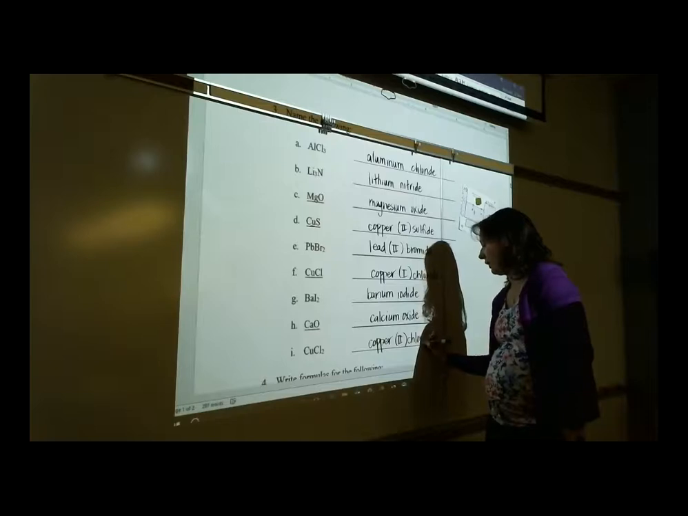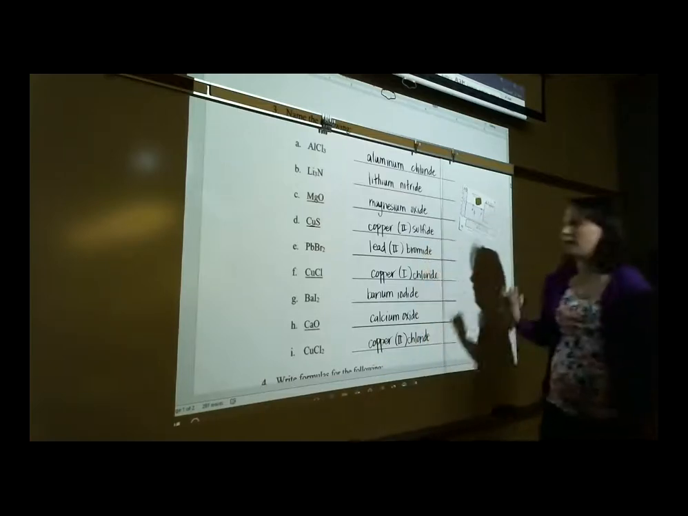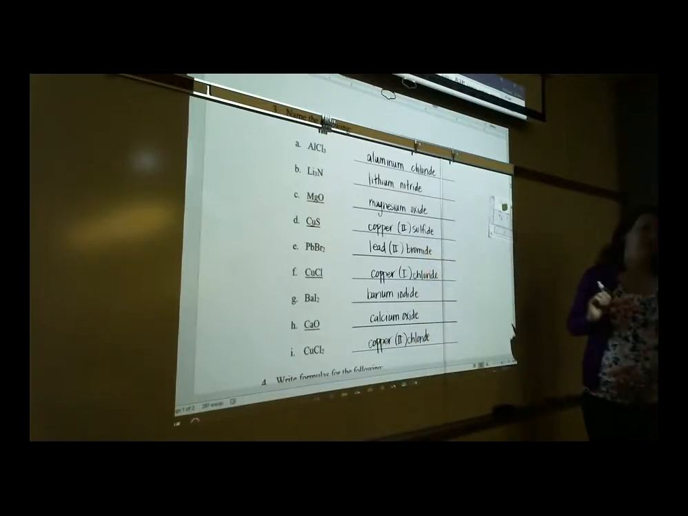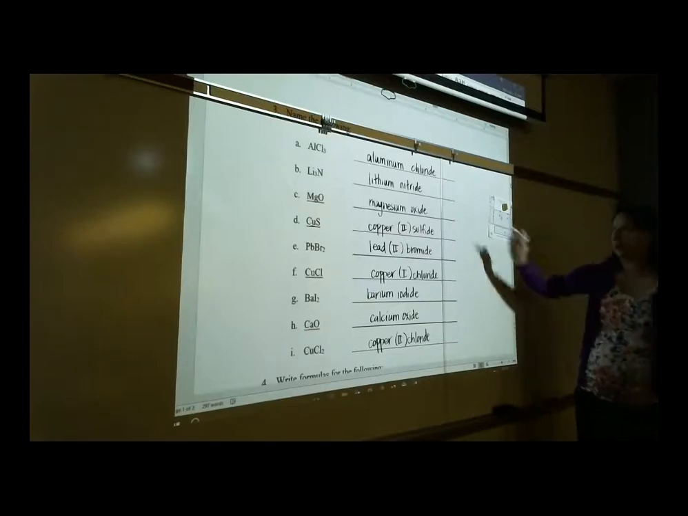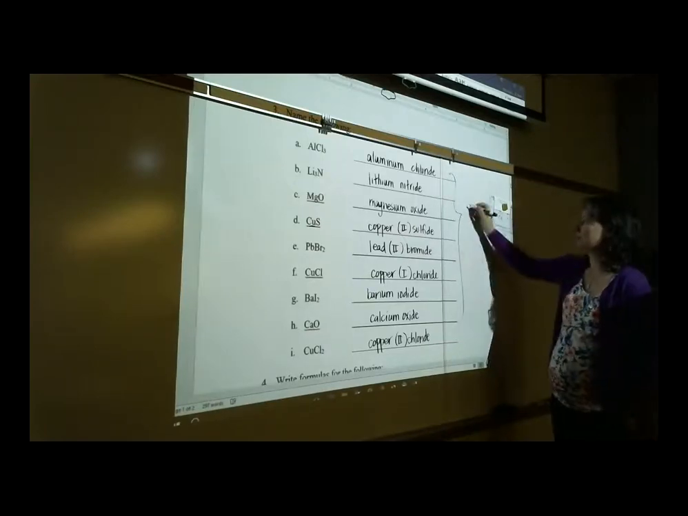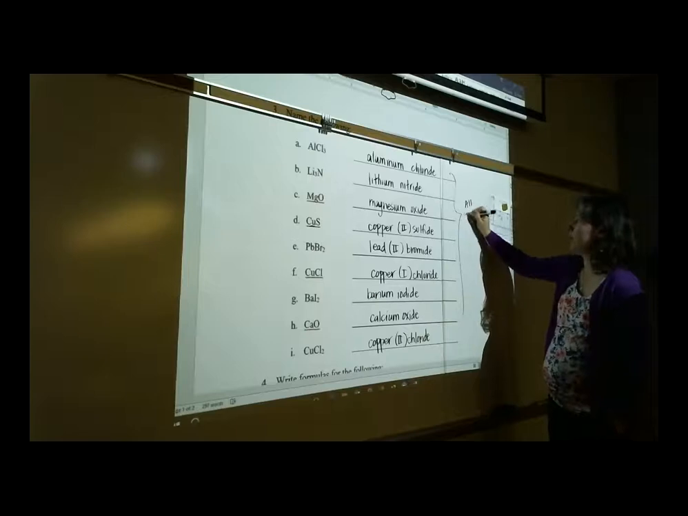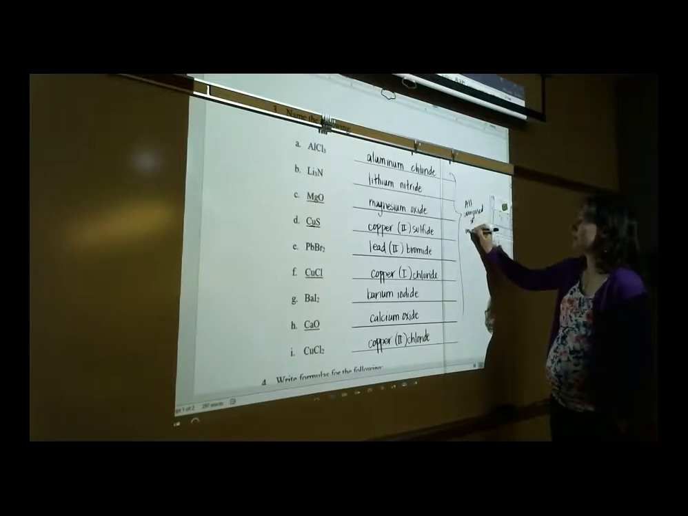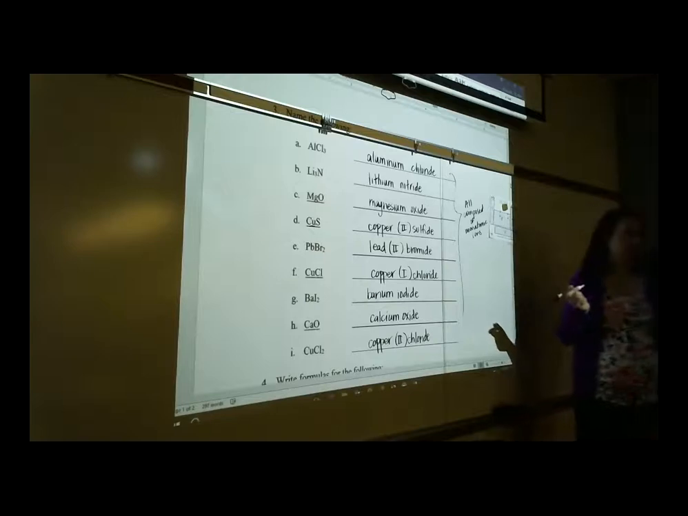Now, in all of these, in number 3, are these monatomic ions or polyatomic ions? These are all monatomic, right? These are all composed of monatomic ions. And you can tell that a couple different ways, right?